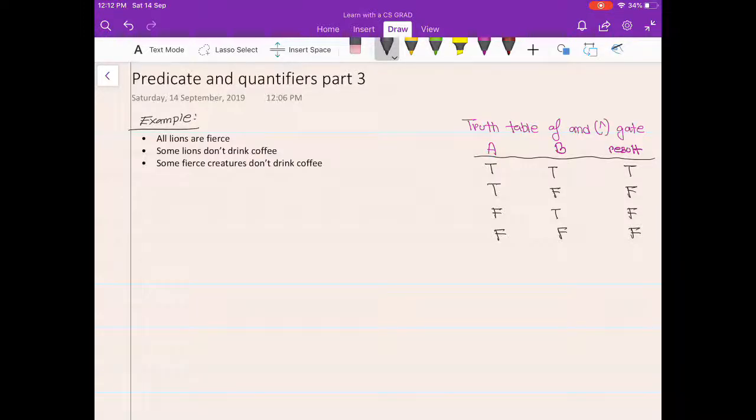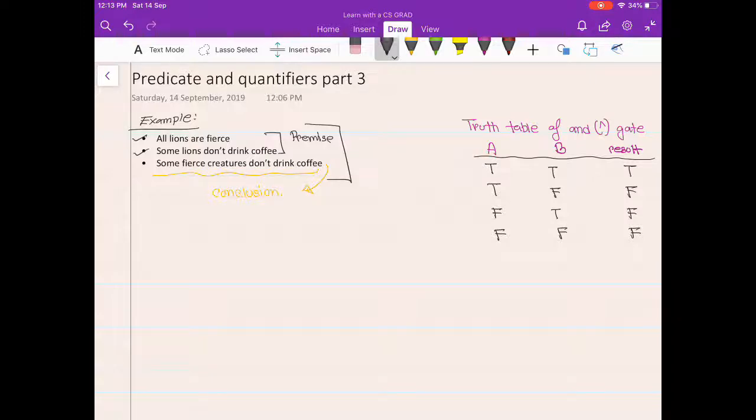Suppose this example is given below, and the first two are your premises. These two are your premises, and the last one is the conclusion that we get from those premises. Okay, so let's say the question tells us to quantify them. So how do we do that?